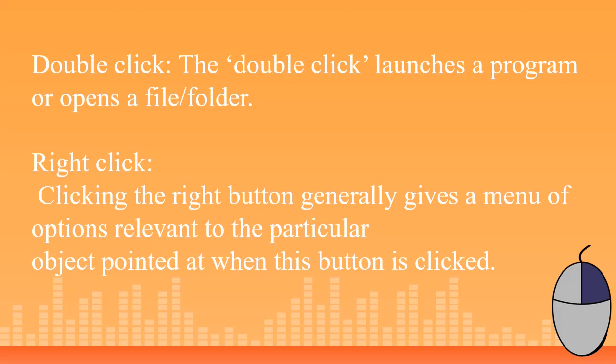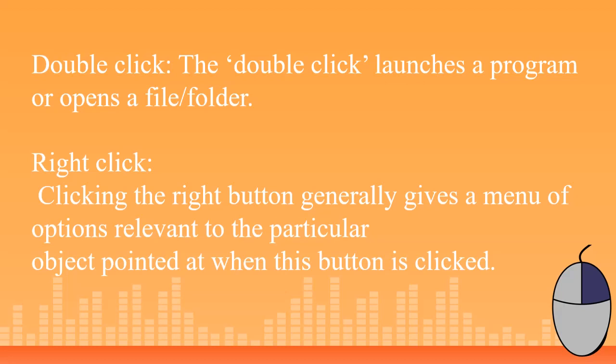A double click is clicking on the left side button twice and very quickly. This launches a program or opens a file or a folder. You have to be careful when doing the double click. If you do it too fast or too slow, it will not work.